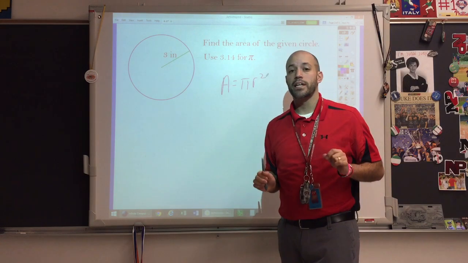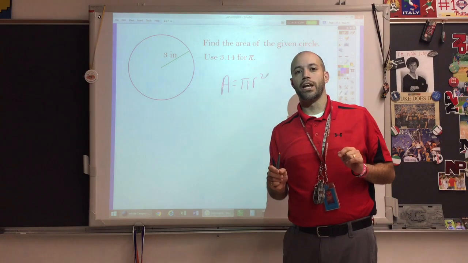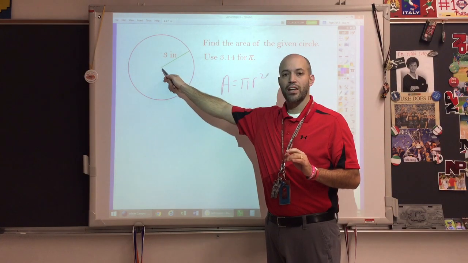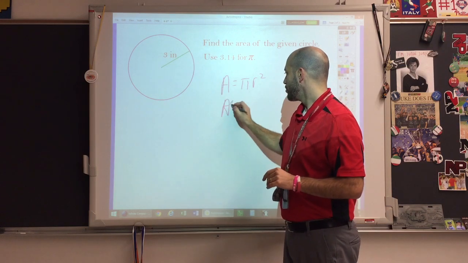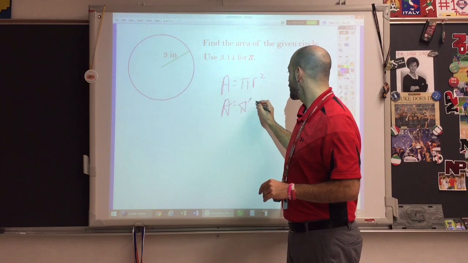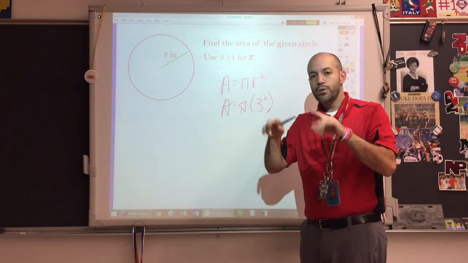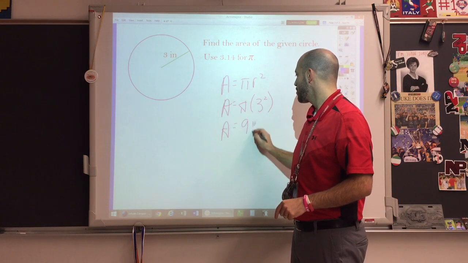The first thing we need to ask ourselves is do we have a diameter or do we have a radius for our circle? And in here we have a radius going from the center to the circle. We plug our radius into our formula, and we go ahead, we do the math, and we end up getting an area of 9 pi.